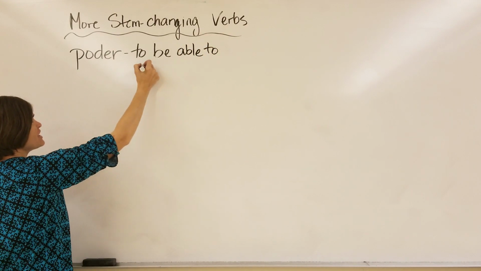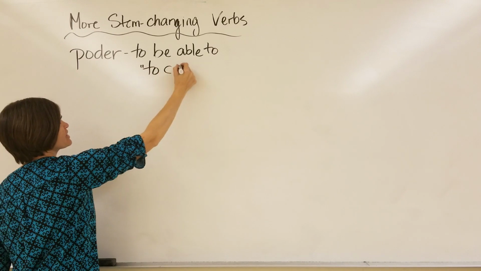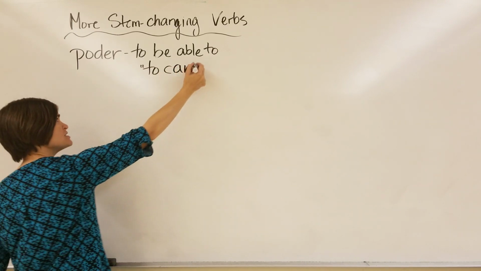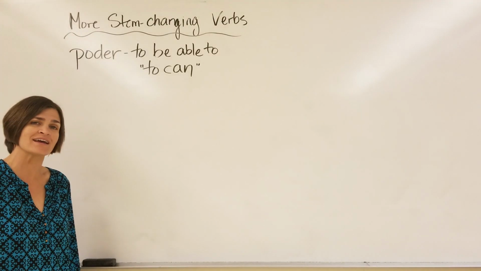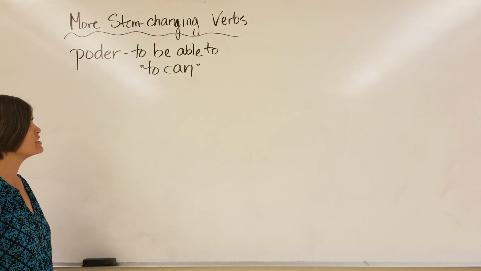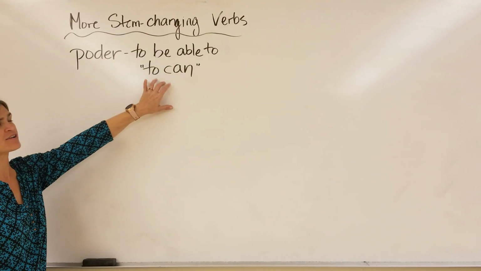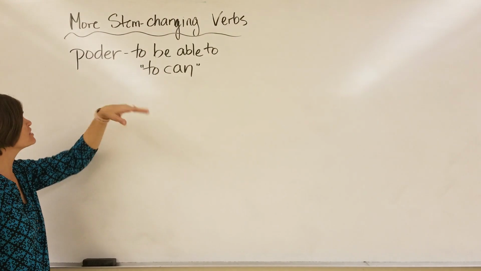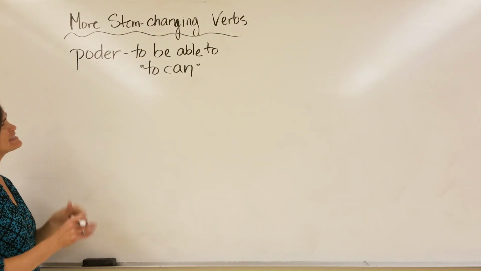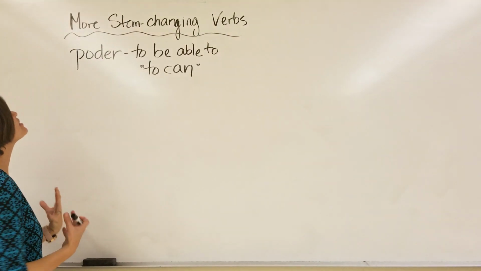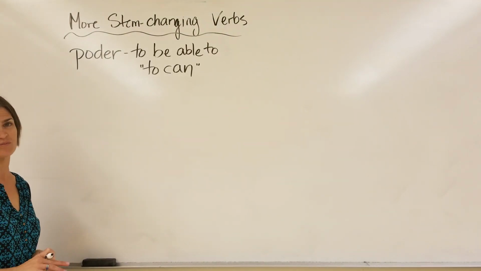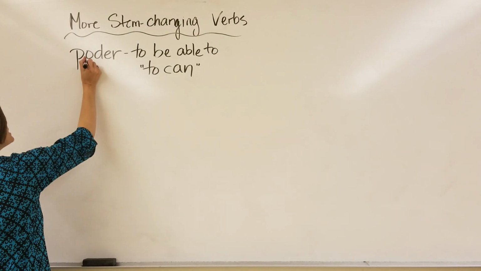But I like to call it to can, because once we actually conjugate this verb, we don't say I am able to and you are able to. We say I can and you can and can we. So that's why I like to just call it this, even though that's not a real word. The verb is poder.